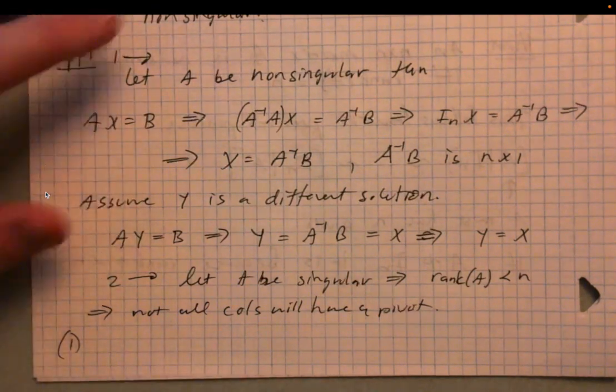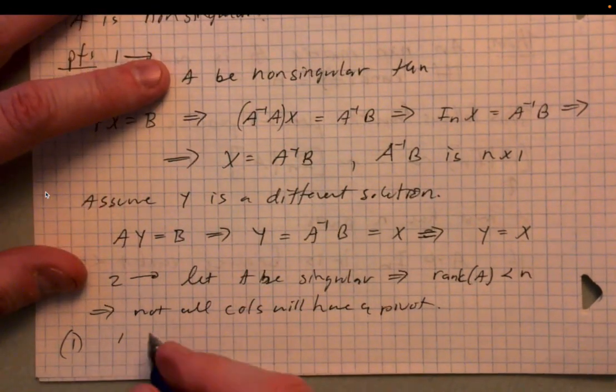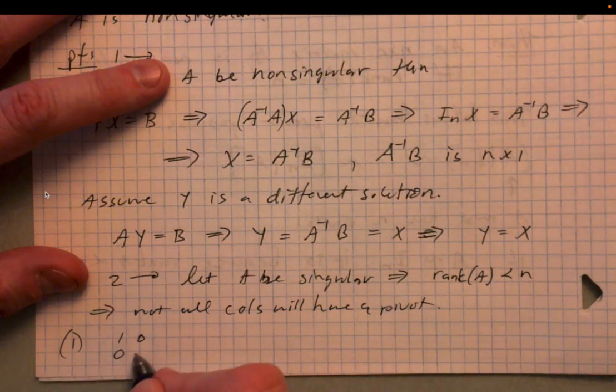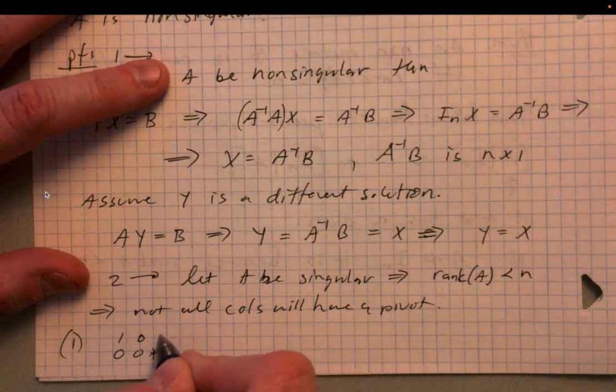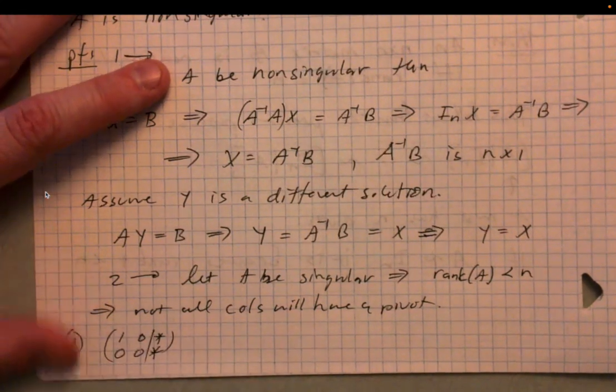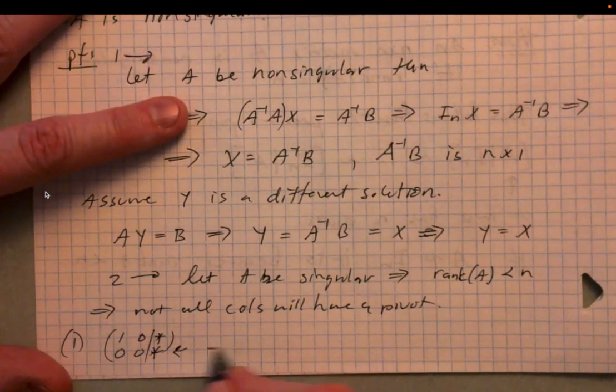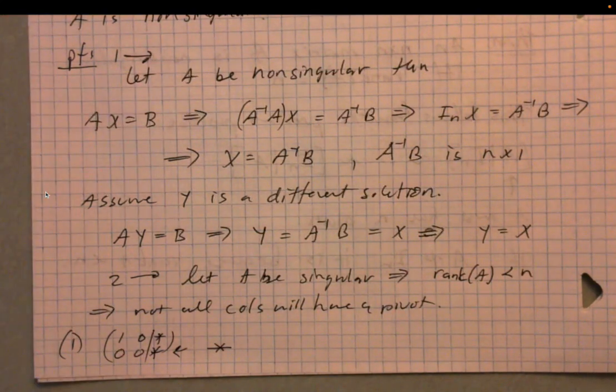The first option is you're going to get a matrix like this: 1, 0, 0, 0, star. Something like this. And this is going to be an inconsistent system, which means no solutions.